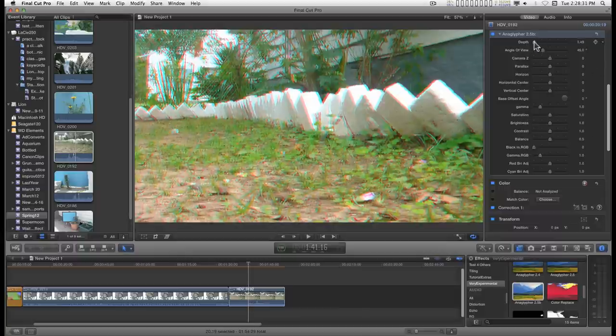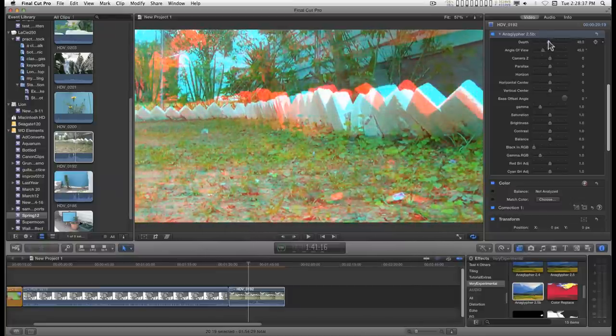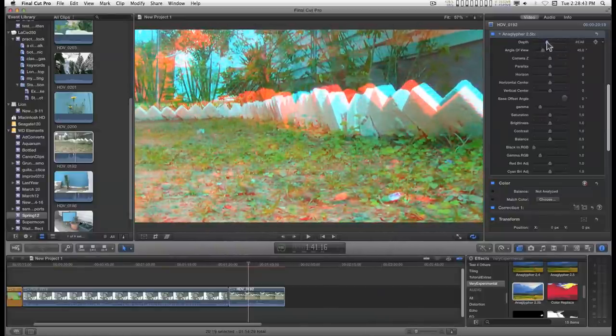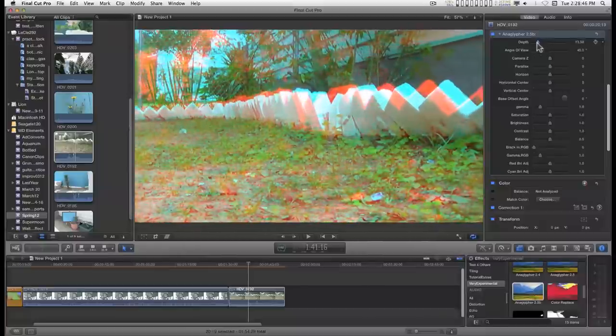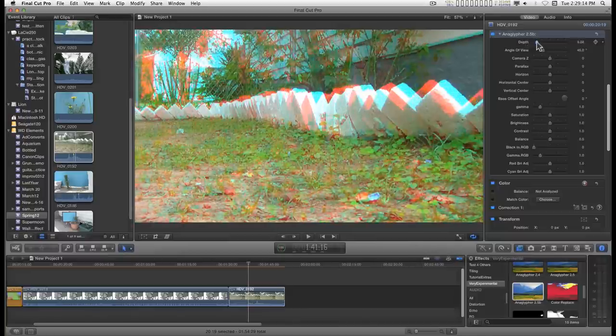For the depth control, it is going to slide one layer in one direction to the right. The cyan layer is going to go to the right, and the red layer is going to go to the left. And at zero, they are perfectly lined up. You have a typical, actually there's even still a little depth at zero when you're looking at this through the glasses. Not much. I think it's just because the red and the cyan make everything kind of pop. Anyway, so we have depth.